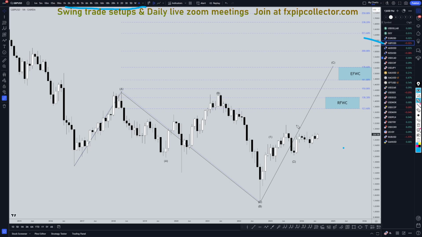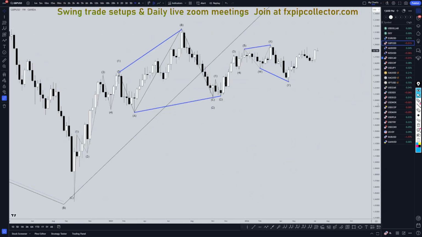So, on the pound US dollar monthly, I still think this is either a running flat wave C, which would look like that, or possibly it's an expanding flat, which I still think is the more likely scenario, which most likely would bring us up and take out these previous highs. So let's keep that in mind as we go down to the weekly time frame.